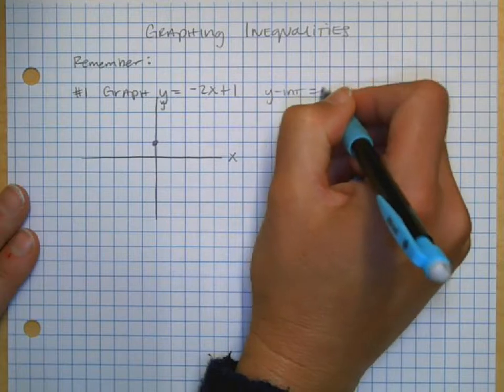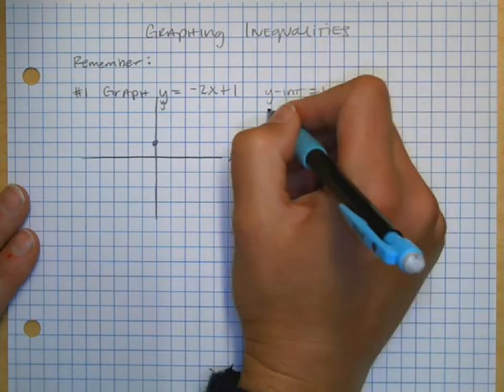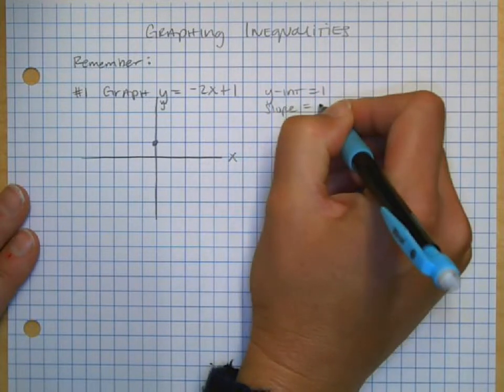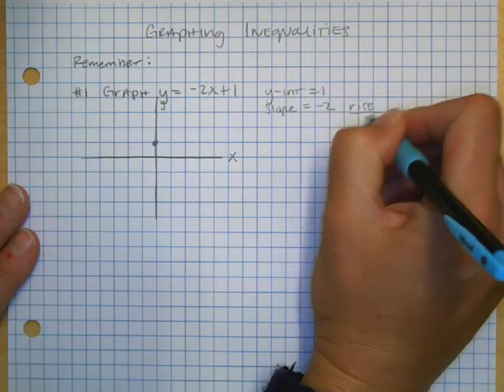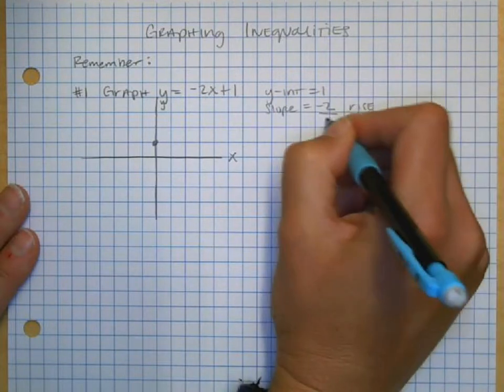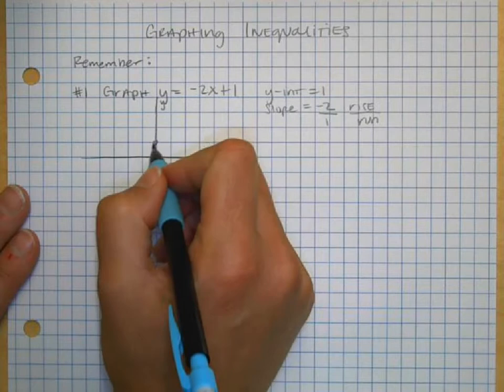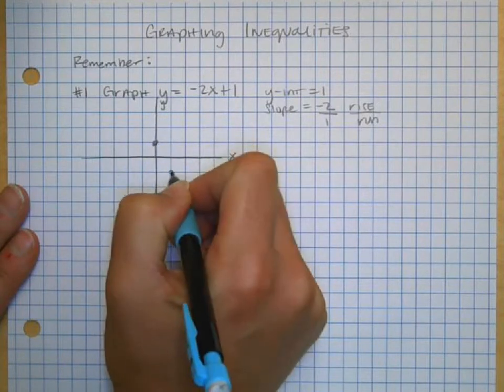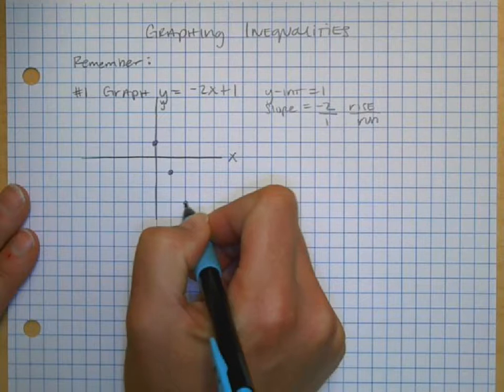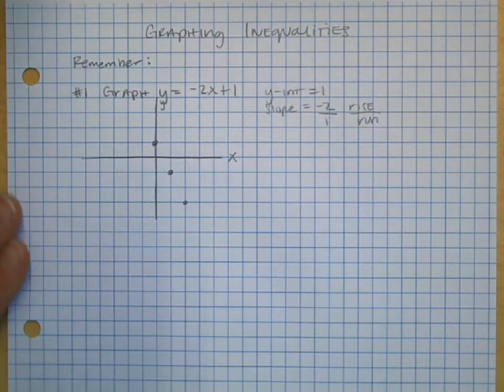So y-intercept equals 1. That's where you start. And then your slope is negative 2. But in order to figure out the rise over run, we need to make it into a fraction by putting a 1 underneath it. So from this point, I'm now going to go down 1, 2, and then to the right 1. Down 1, 2, and to the right 1. Then I'm going to connect those dots with my ruler.